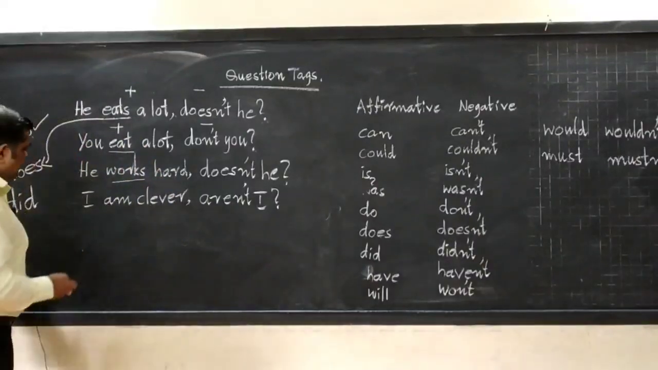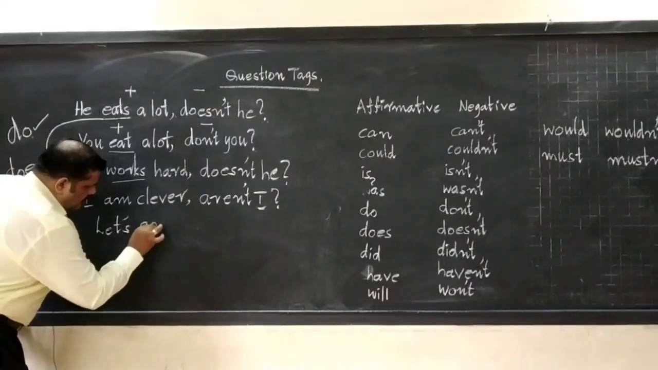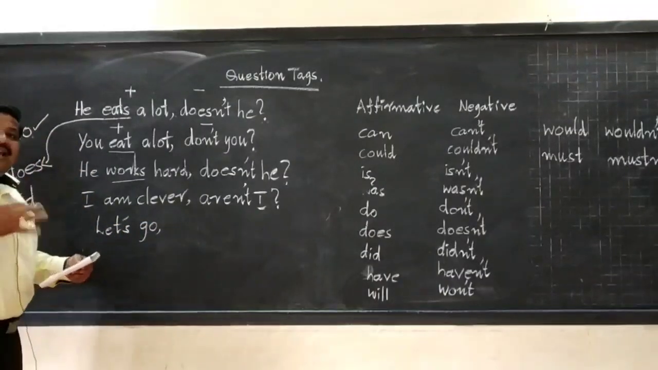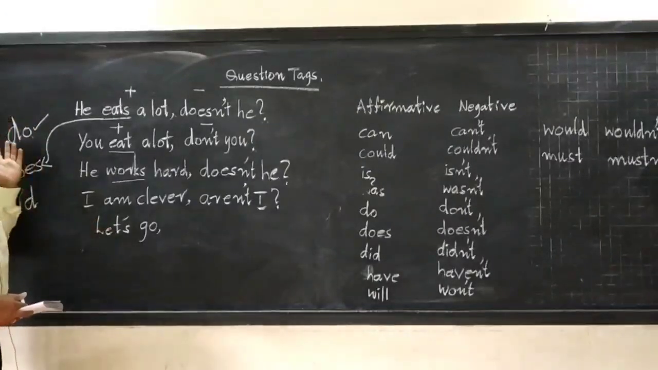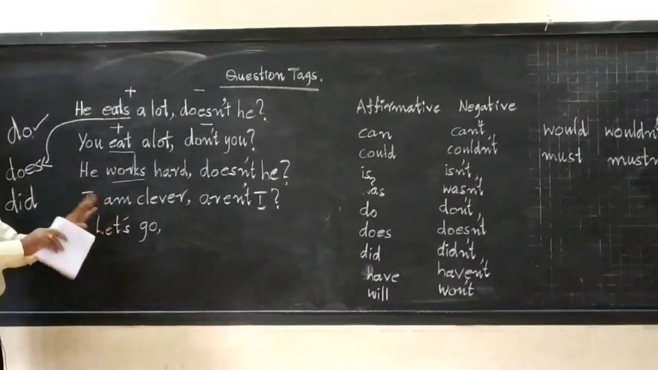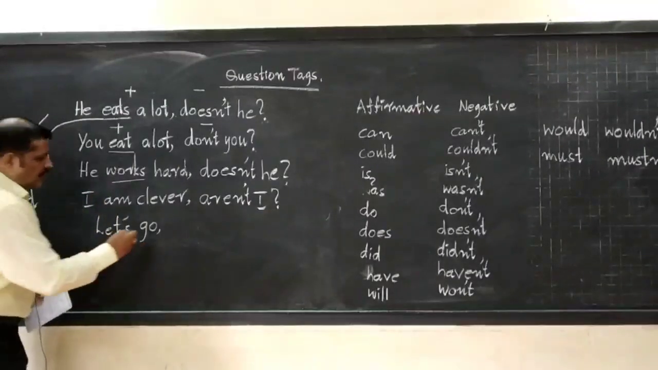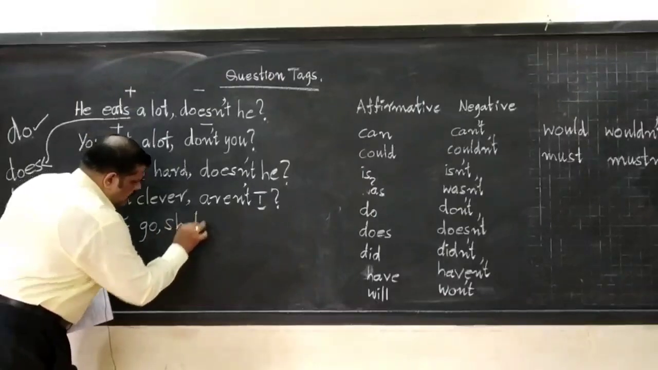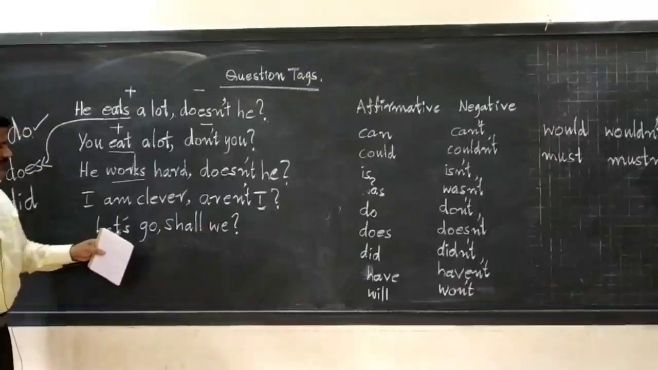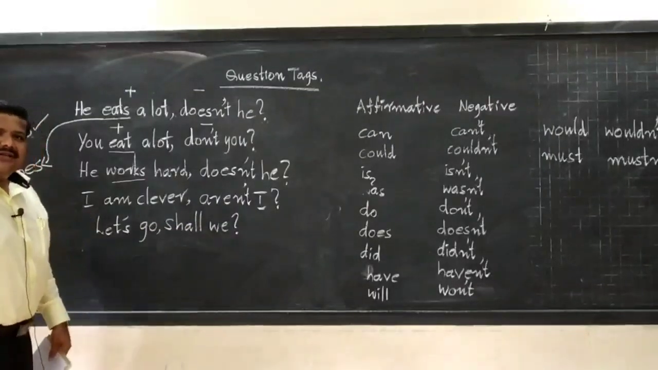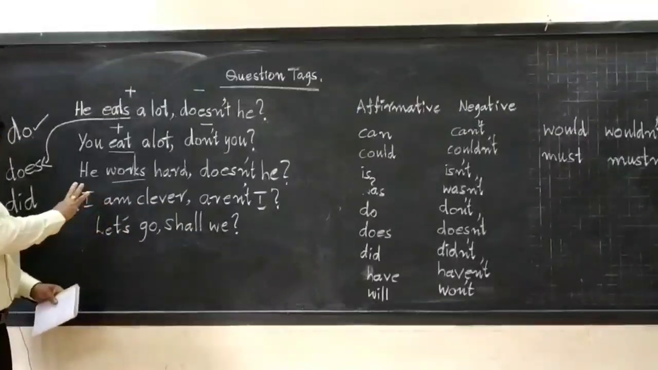One more such example. Let's go. Let us go. Let's go. Now what do you write? No magic word. Nothing goes with it. Let's go. What to write? For this, you write, shall we? Let's go. Shall we? These are the exceptional statements you have to keep in mind.